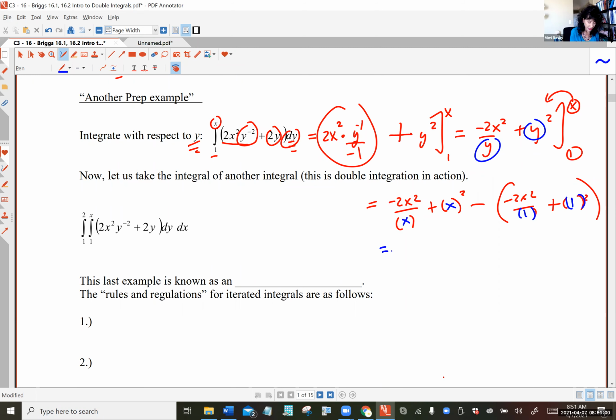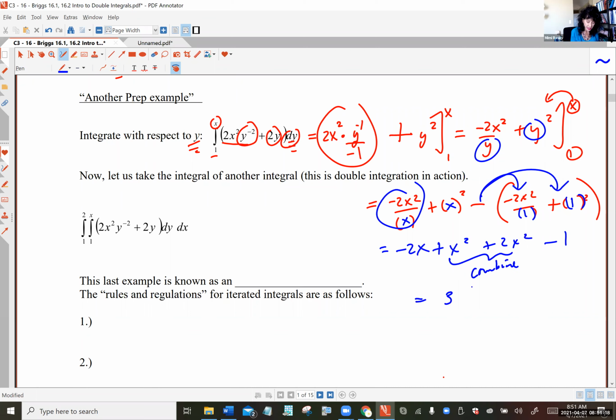What do we get here? Well, it looks like here I can reduce this to negative 2x, and I have plus x squared. And then when I distribute this negative, I have a minus 2x squared. I guess that's plus 2x squared, and then minus 1. I can combine like terms. And so my final answer is this expression 3x squared minus 2x minus 1. And I'm done with that little example.